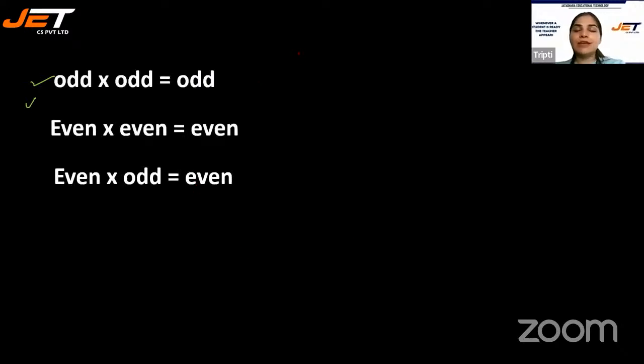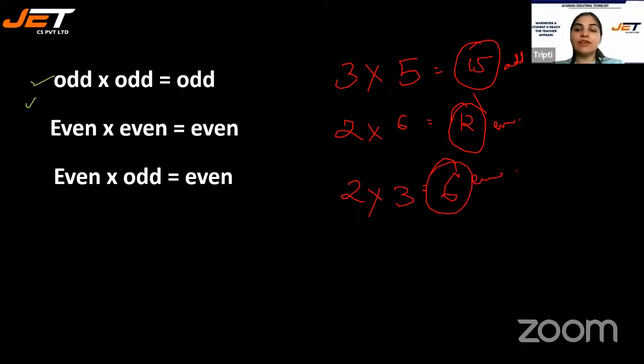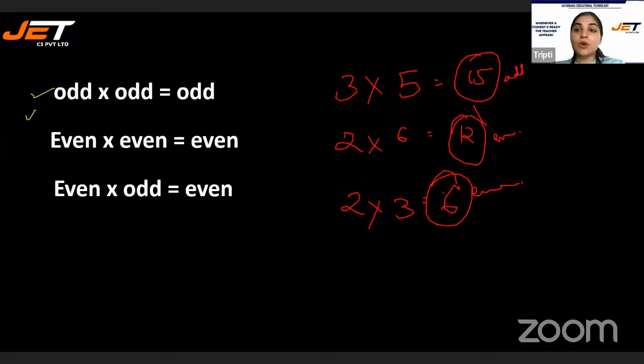Odd and odd. Let's take from the basic numbers. Odd number 3, odd number 5, the product is 15, which is odd. Even number 2, even number 6, the product is 12, which is also even. Even number, let's say 2, and odd number, let's say 3. The answer is 6, which is an even number. I hope whatever we have done till now is all clear to you.